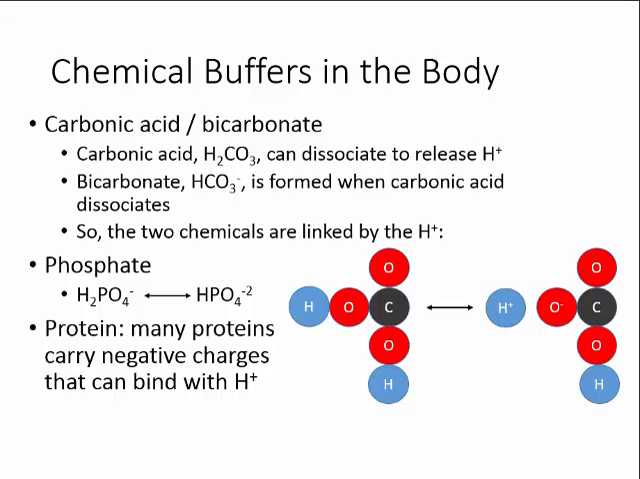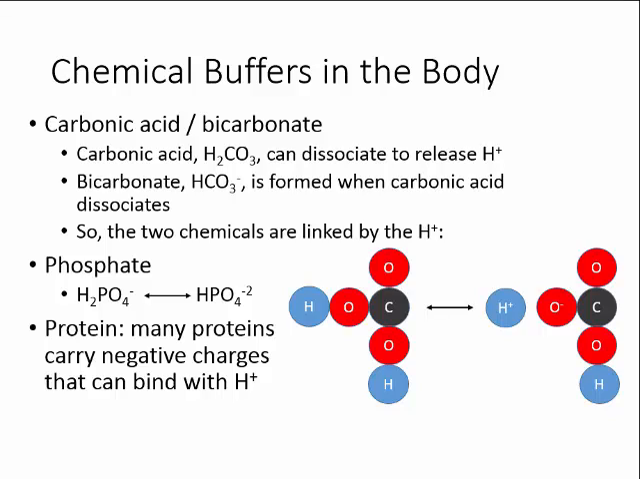There are 3 important chemical buffers in the blood. These include carbonic acid bicarbonate, phosphate, and proteins. Carbonic acid and bicarbonate are diagrammed here. Carbonic acid, H2CO3, can dissociate to release hydrogen ion, forming bicarbonate, HCO3-. Likewise, bicarbonate can pick up a hydrogen ion to form carbonic acid. So the 2 chemicals are linked by the addition or removal of a hydrogen ion.